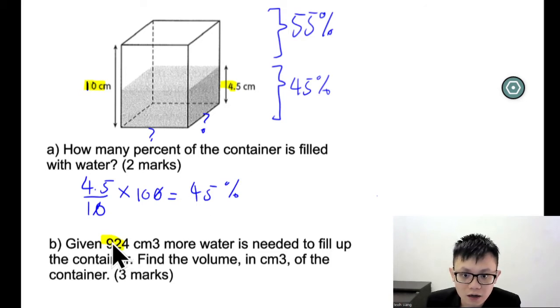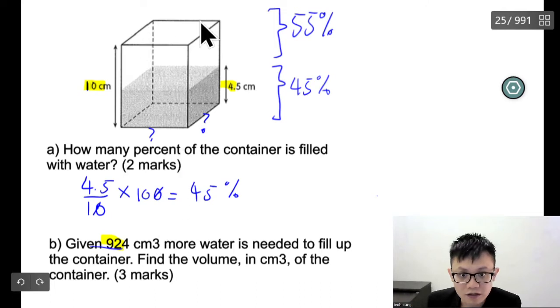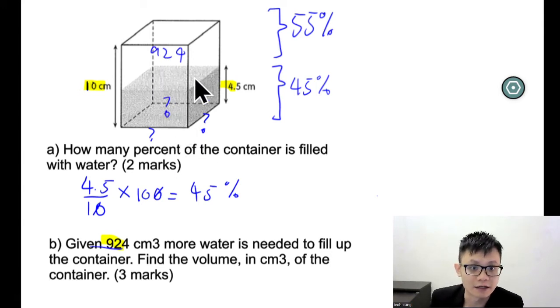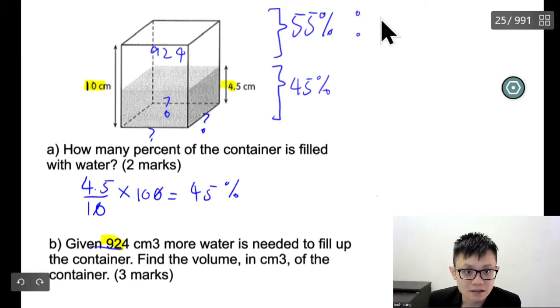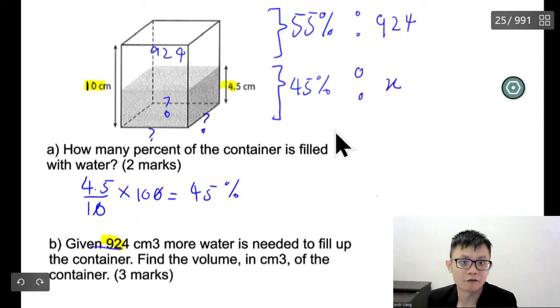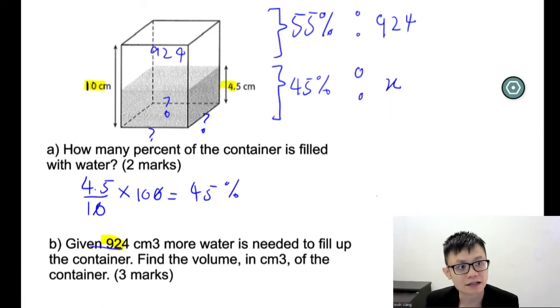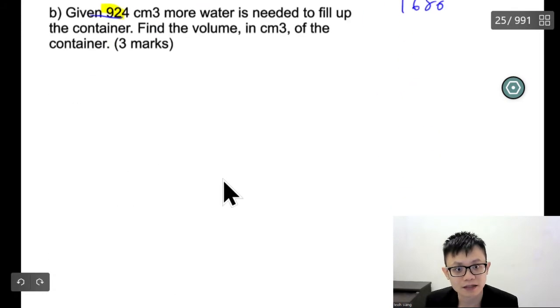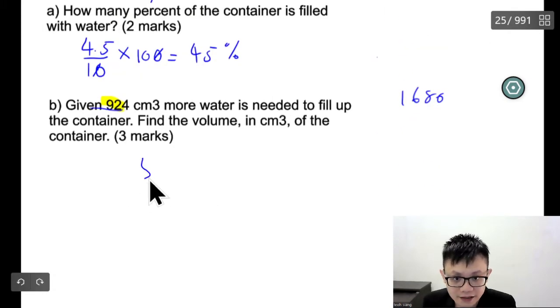Given 924 is needed to fill the container, it means I need to put 924 here, and here I need to find the question mark. If I can get the question mark plus 924, I get the answer. So one thing I know is here is 924 and here is x. But I want to do a shortcut way, which I think is easier. I just copy this down, okay? 55% equal to 924. Correct or not?